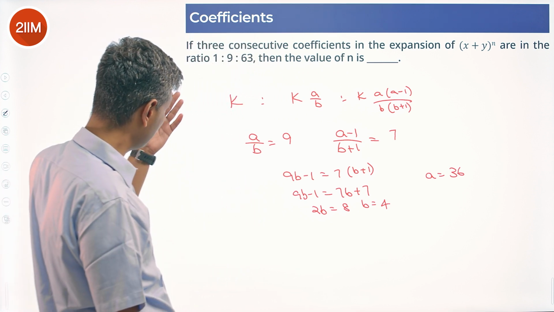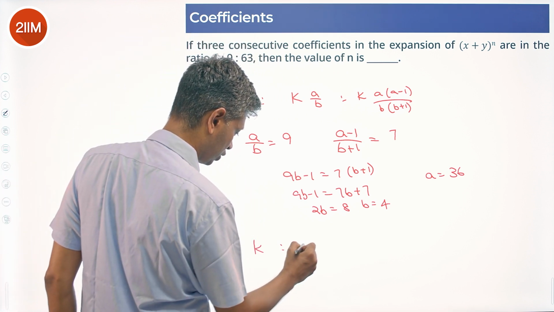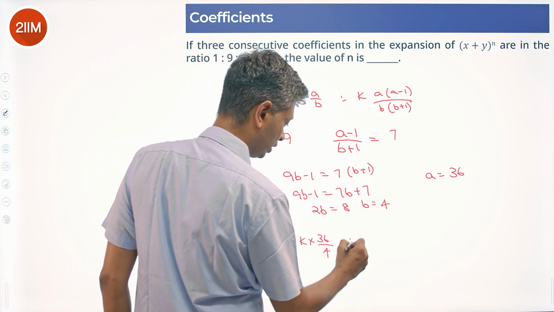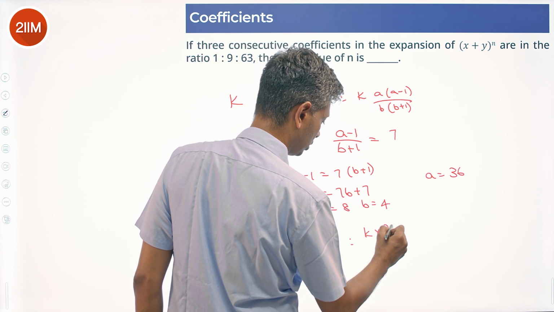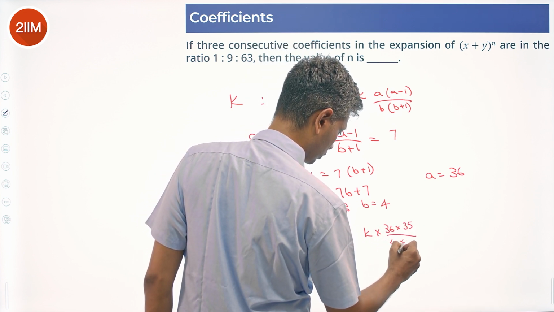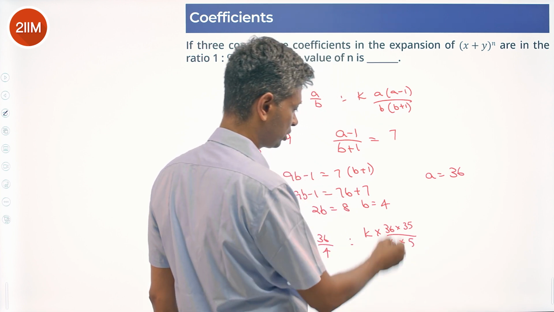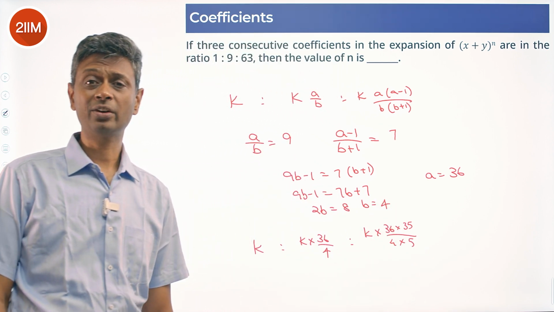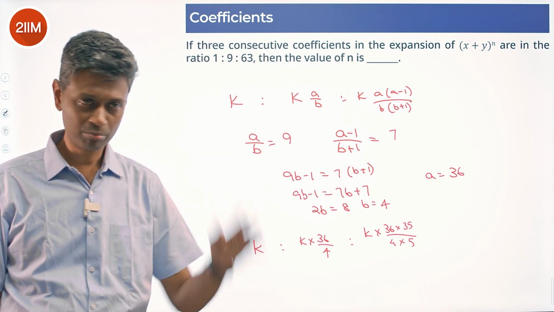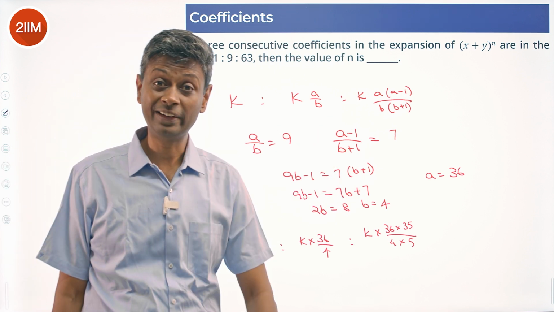Brilliant. So the expansion is k. The next one is k into 36 by 4. The next one is k into 36 into 35 by 4 into 5. 36 by 4 is 9, 35 by 5 is 7, 9 into 7 is 63. Perfectly works. Brilliant. Now we need to still find n.